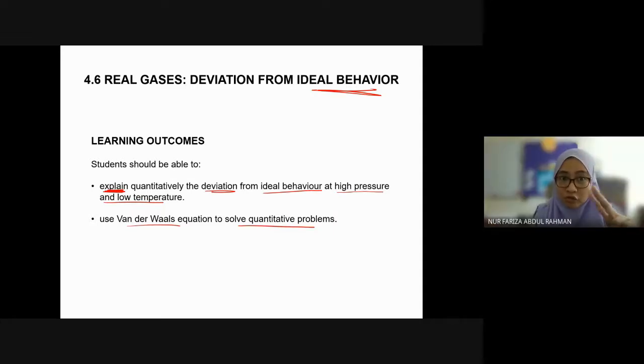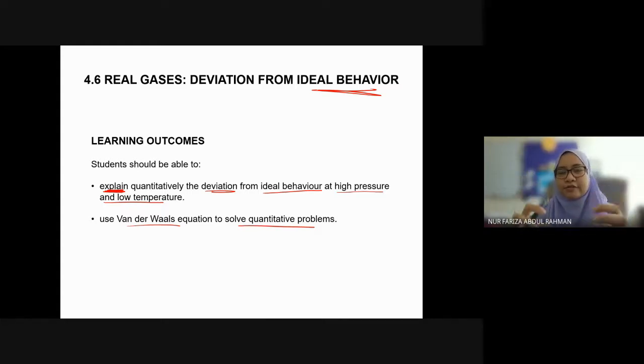So we have no attraction or repulsion between the molecules, and the gas particles do not have volume. The gas does not have particle volume. It's more on the particle volume. When they say volume, it can be the volume of the container or the volume of the particles, right? We are talking about particle volume.